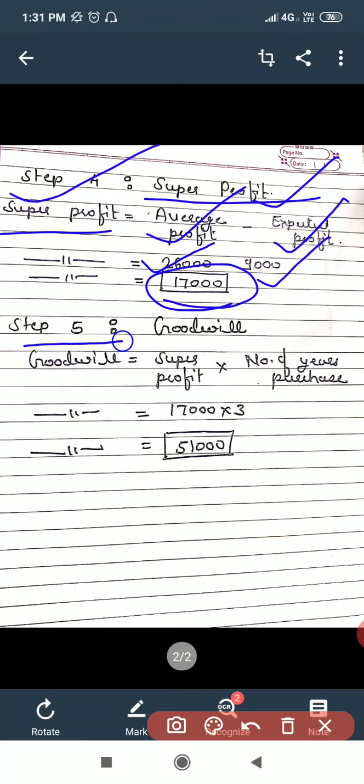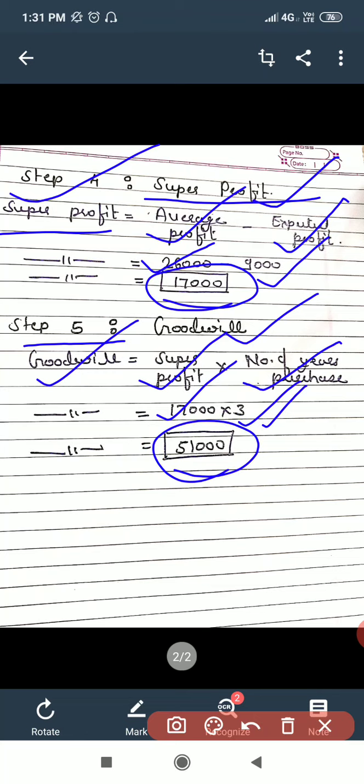Now the last step, that is the calculation of goodwill. Because we are following the super profit method, the goodwill is equal to super profit into number of years of purchase. How many years of purchase have we been instructed? We have been given 3 years of purchase for the calculation of goodwill. So, super profit of 17,000 into 3 years of purchase. How much amount of goodwill have you arrived at? You have arrived at the goodwill of rupees 51,000. So, that is how we have to calculate the goodwill with the help of the super profit method.